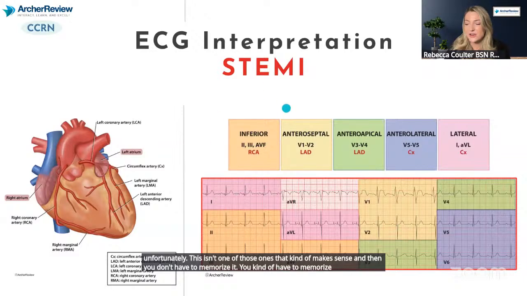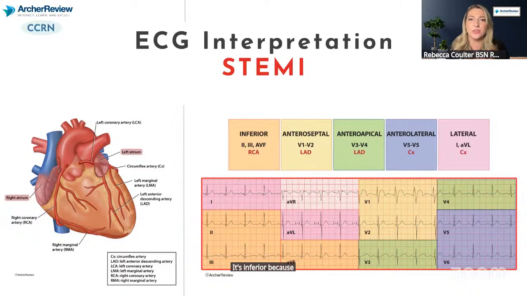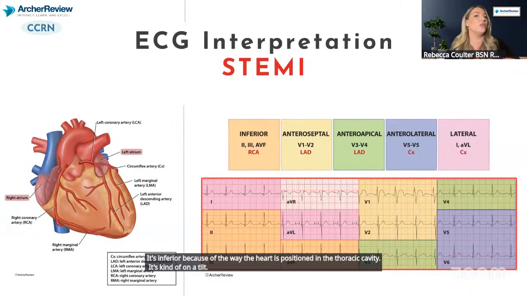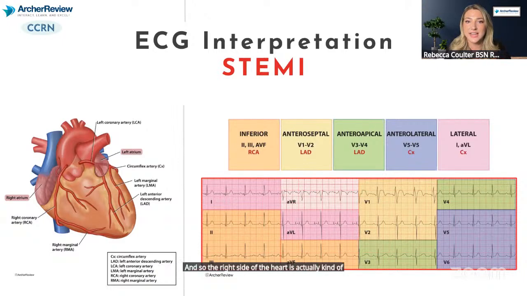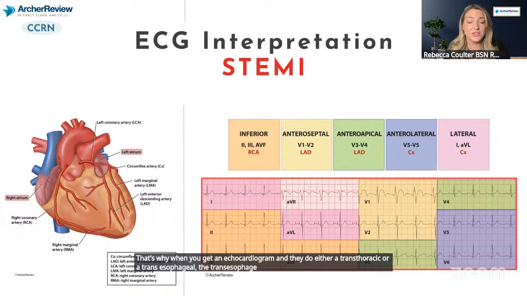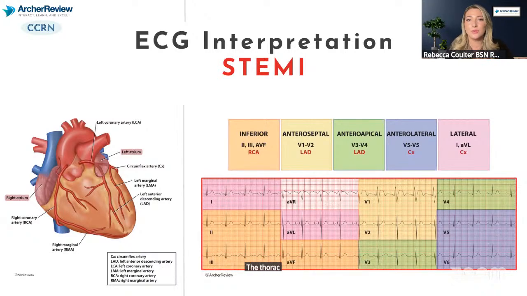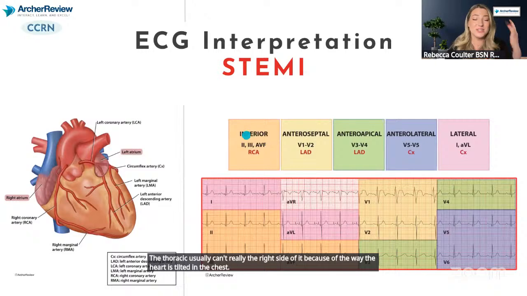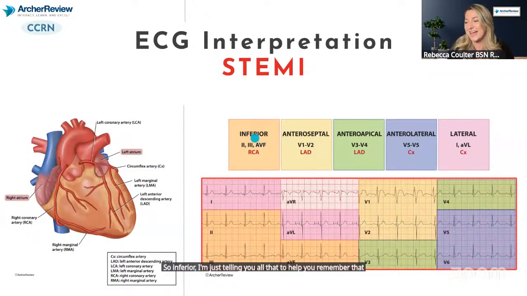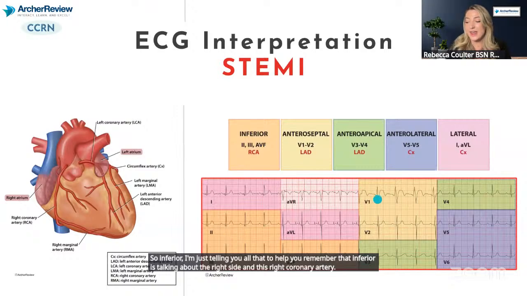And just knowing that inferior leads are 2, 3, aVF, indicating a right coronary artery occlusion. It's inferior because of the way the heart is positioned in the thoracic cavity. It's kind of on a tilt. And so the right side of the heart is actually kind of facing our posterior side, inferior. That's why when you get an echocardiogram, either transthoracic or transesophageal, the transesophageal is so much better at visualizing our right side, all the structures in the right side and how the right side of the heart is doing. The transthoracic usually can't see the right side because of the way the heart is tilted in the chest. So I'm just telling you all that to help you remember that inferior is talking about the right side and this right coronary artery. So yes, that's 2, 3, and aVF.